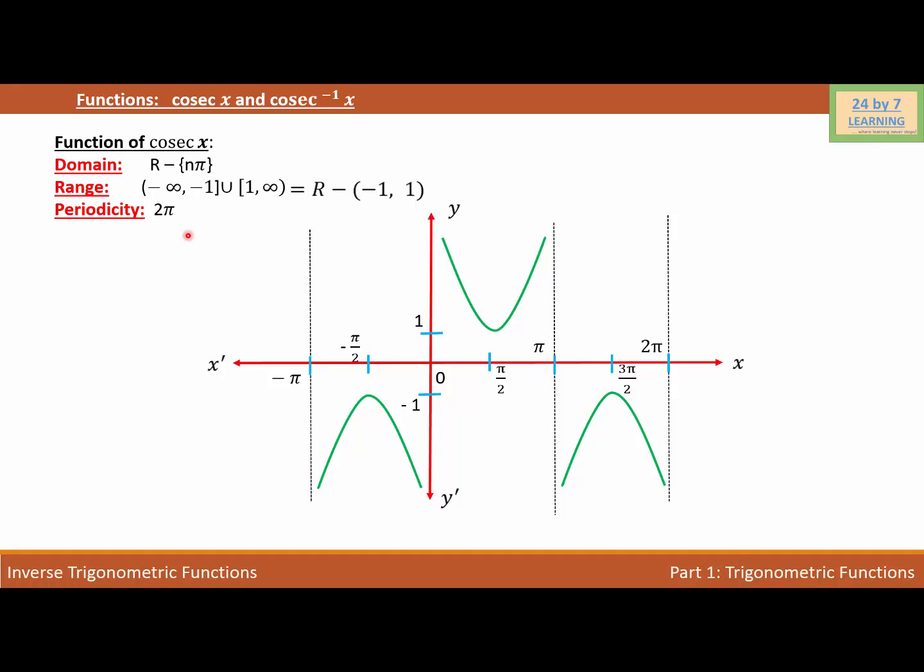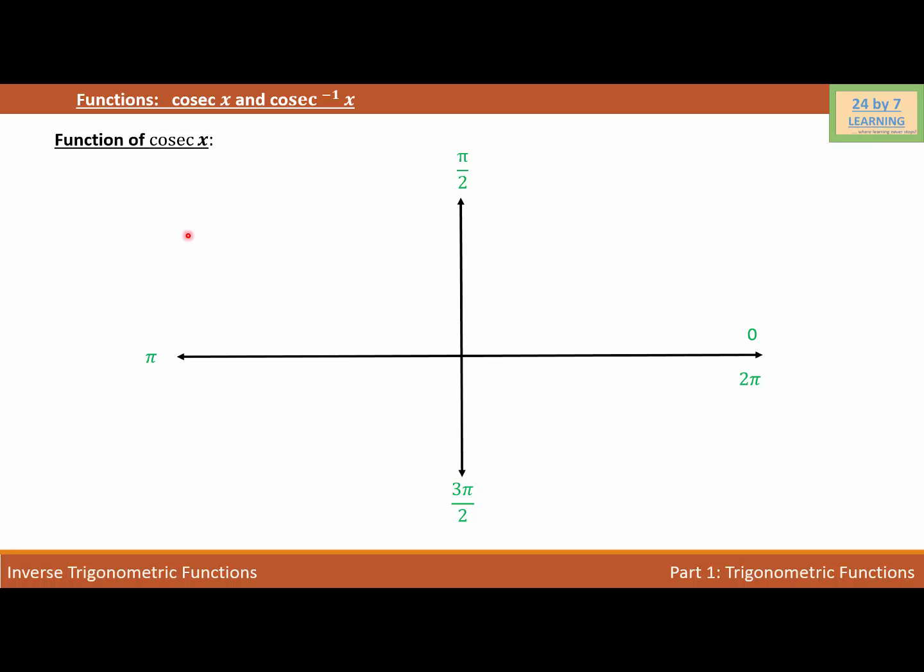Now let's talk about some more properties of the cosecant function. So as you can see, this is my quadrant plane. This is my first quadrant right here from 0 to pi over 2. My second quadrant is from pi over 2 to pi. My third quadrant is from pi to 3 pi over 2. And my fourth quadrant is from 3 pi over 2 to 2 pi.